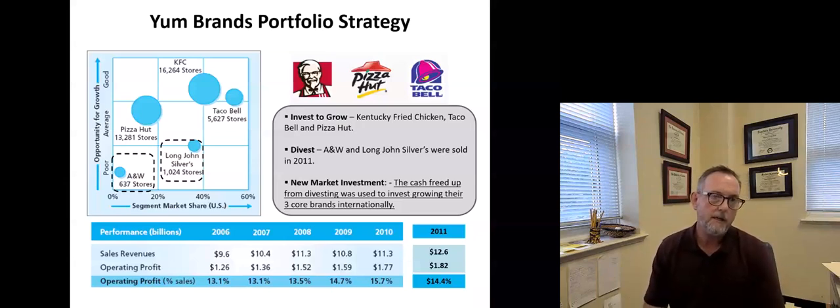They also, at the same time, used the money they freed up from their Long John Silver's and A&W properties to reinvest in new growth strategies for their big three, moving them more internationally and finding new markets for them to grow in. Okay, so this is like a real play on how you can think of portfolios, and obviously there's a lot of strategy involved, and it's like a thought exercise to see what you might do moving forward in the planning process.